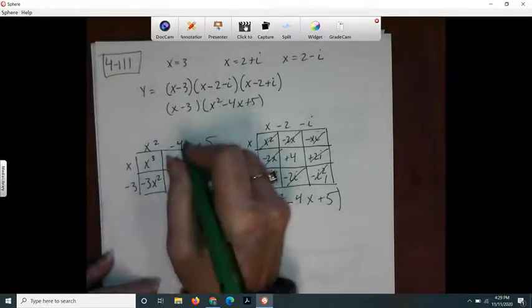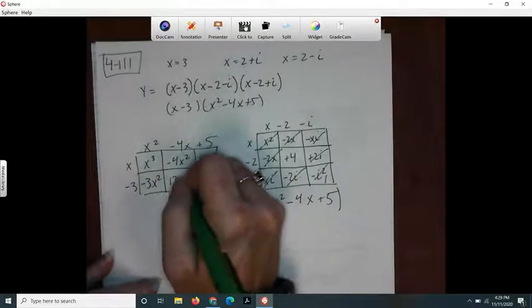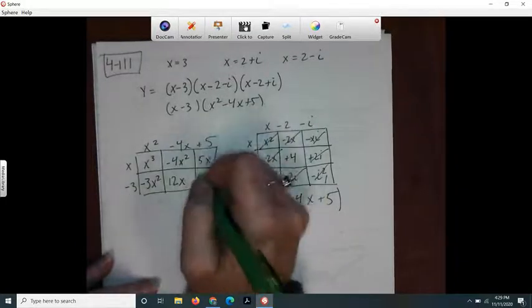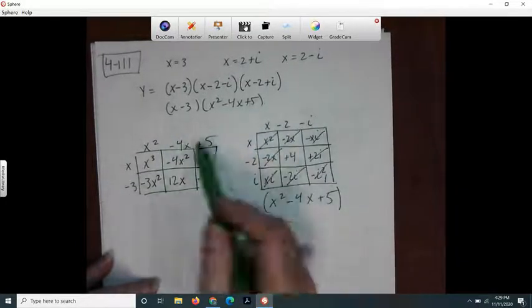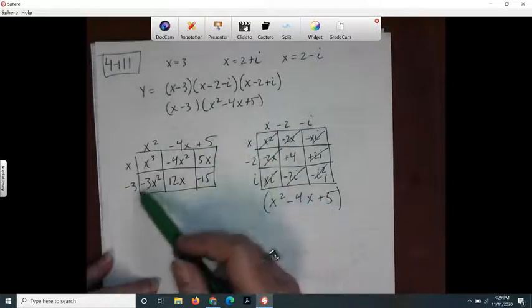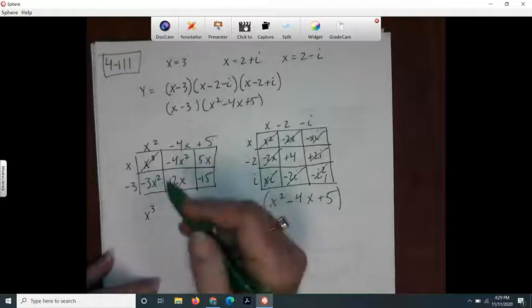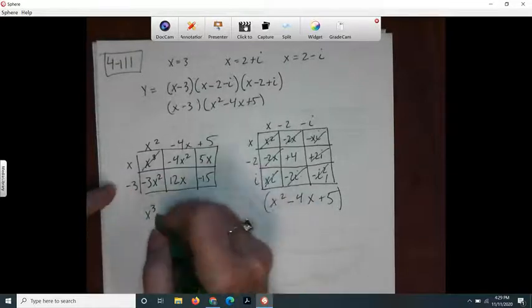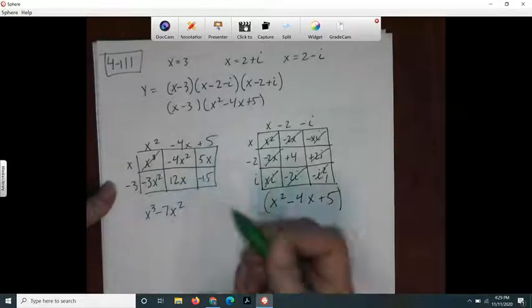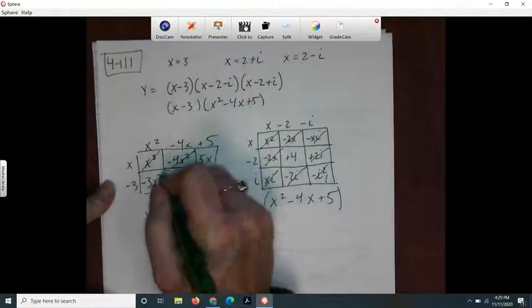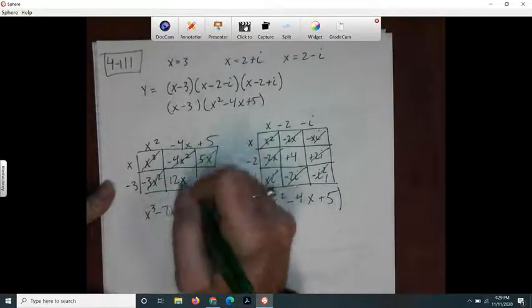3 times 4 is 12, and 5, that's negative 15. And then I just do the same thing like I did over here. I look inside, and that's x cubed. And then these two are going to combine and make negative 7x squared. And these two combine to make 17.